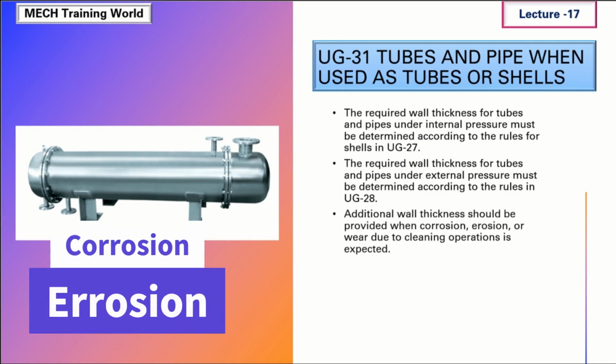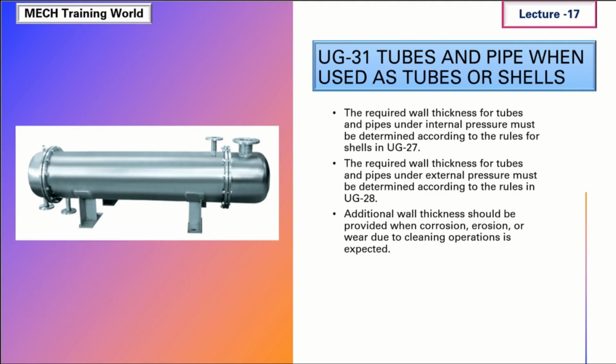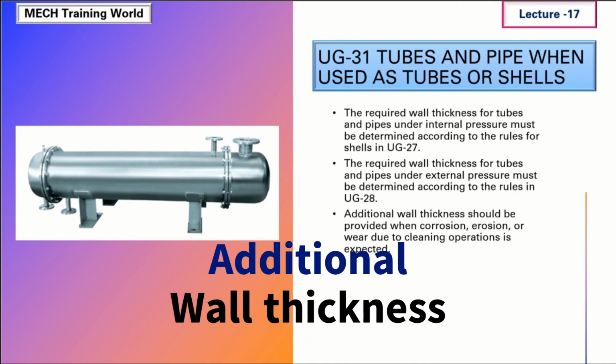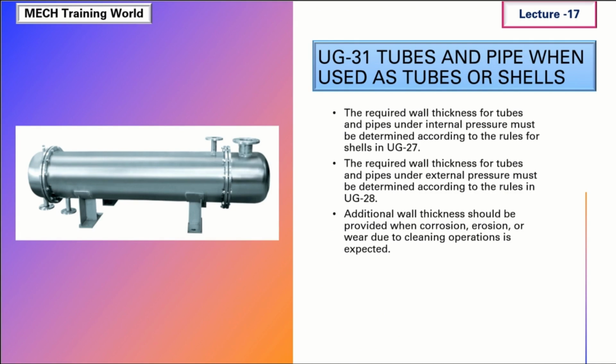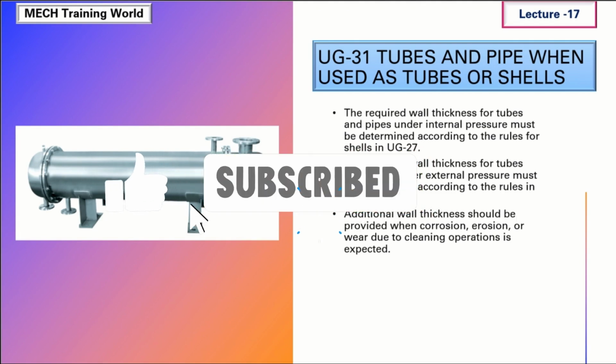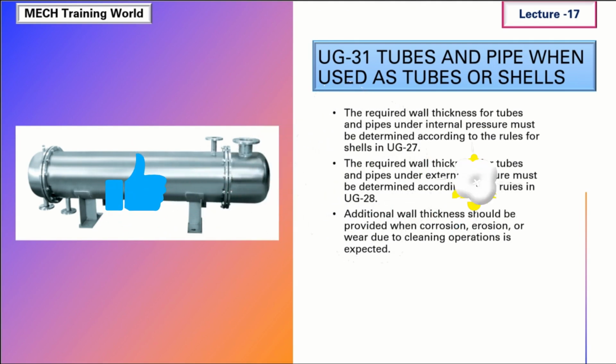So, if we observe any corrosion, erosion or wear due to cleaning operation, at that time we need to provide additional wall thickness to avoid corrosion and erosion. So if the corrosion and erosion happens, what will happen to our pressure vessel? So it will fail, right? Sometimes it will buckle also. So we need to carefully consider all these conditions before designing the tubes or pipes for shells in the pressure vessel. So adding additional wall thickness helps to maintain the integrity of the tubes and pipes over time.